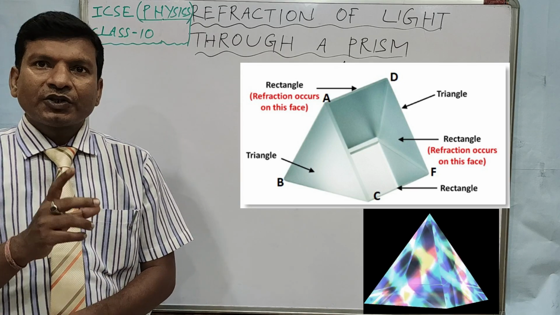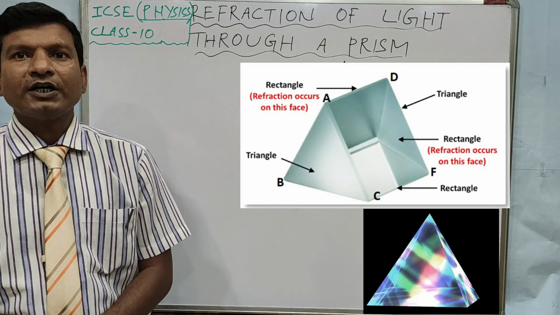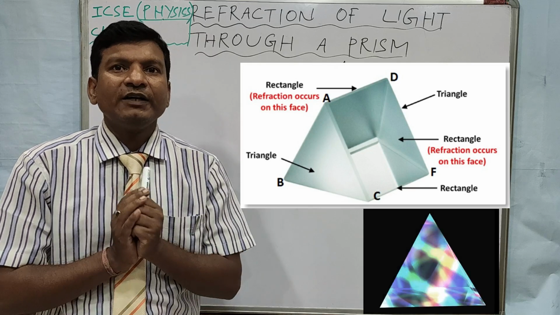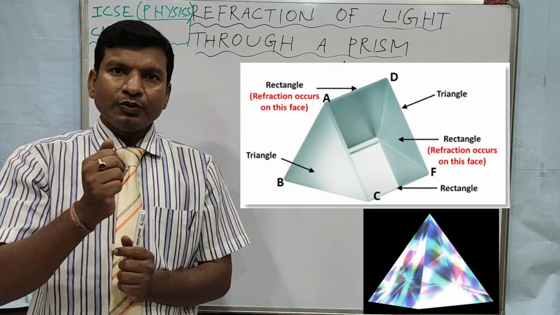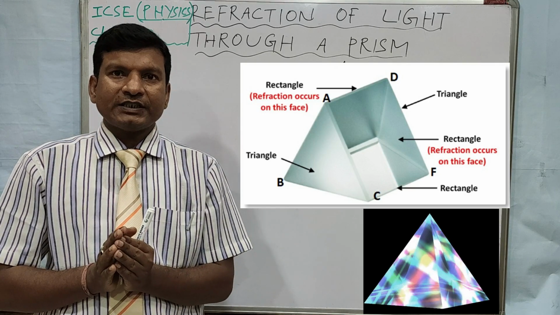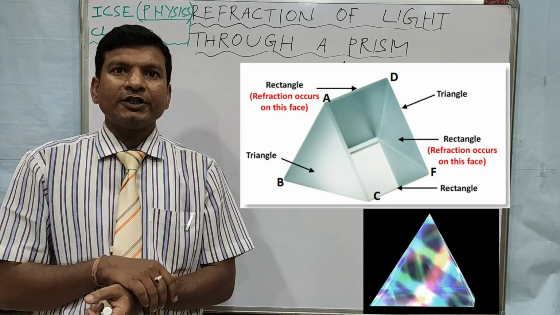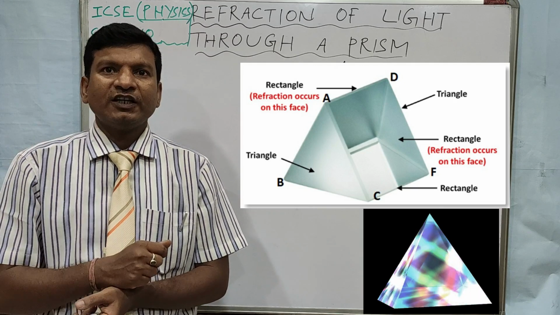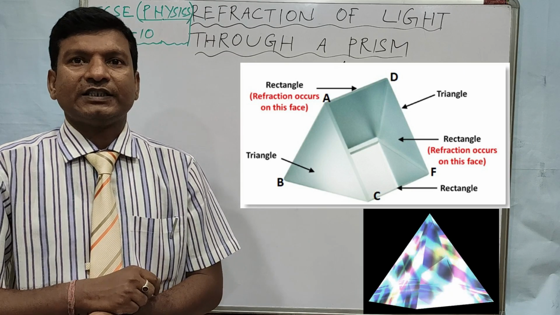So therefore you get 3 rectangular surfaces and 2 triangular surfaces. In total, how many surfaces? 5 surfaces. 3 rectangular surfaces and 2 triangular surfaces. These 2 rectangular surfaces are present on either side, and in red color it is shown that refraction occurs on these faces. In which faces does the refraction occur? The refraction occurs in the rectangular surfaces.